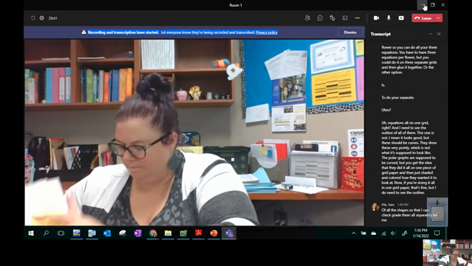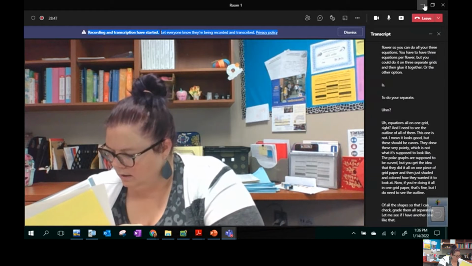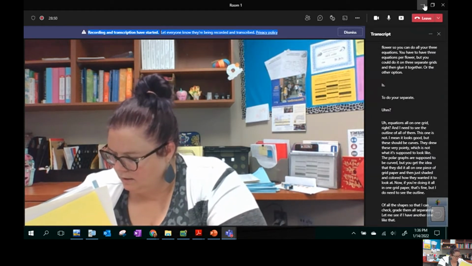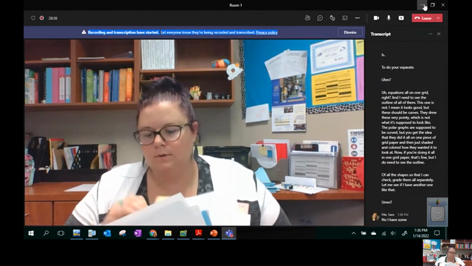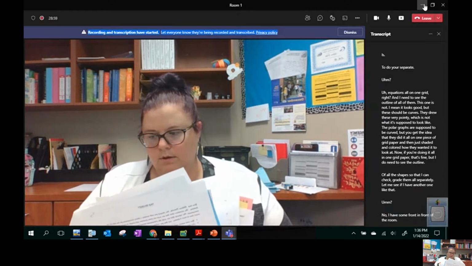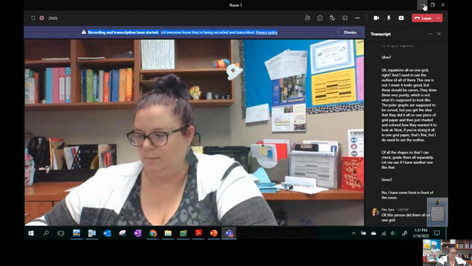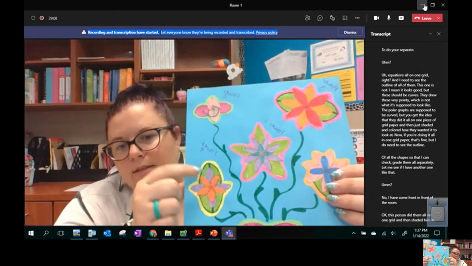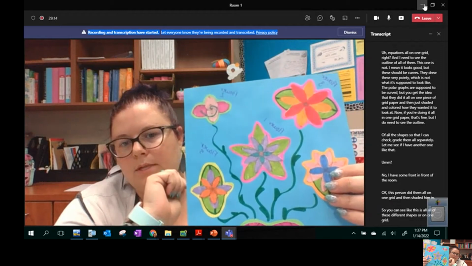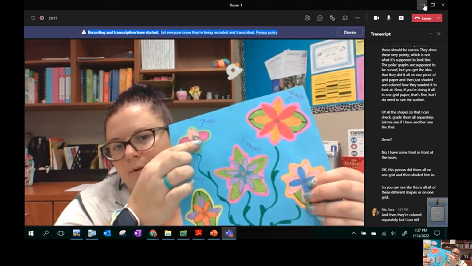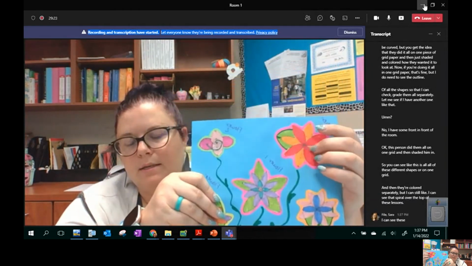Let me see if I have another one like that. I know I have some up front in the front of the room. Okay, this person did them all on one grid and then shaded them in. So you can see, like, all of these different shapes are on one grid, and then they're colored separately. But I can still see that spiral over the top of these limaçons. Okay, and I can see these limaçons behind the rose curves.